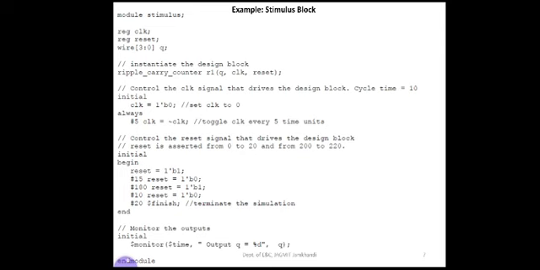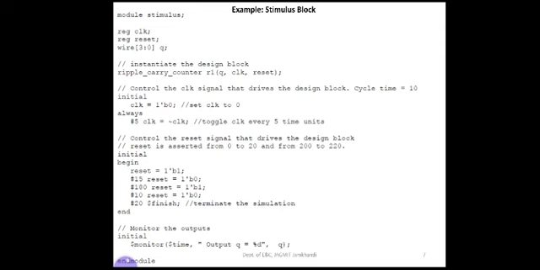Then always #5 clock = ~clock. The always is a keyword here. After every 5 time units, the clock value is going to be complemented. Now the clock value initially is 0. After 5 time units, it becomes 1. Again after 5 time units, it becomes 0. This process continues because the always keyword is used. So toggle clock every 5 time units.